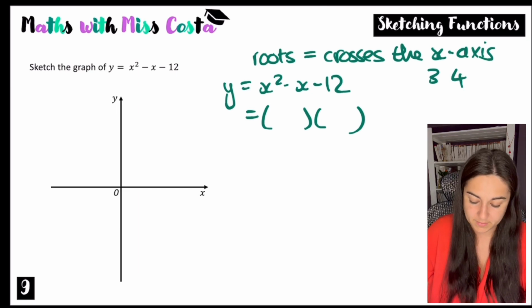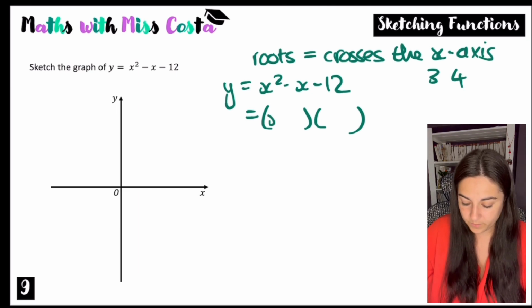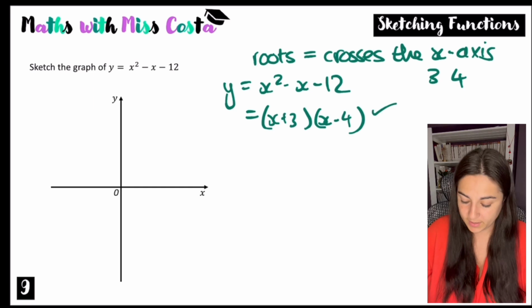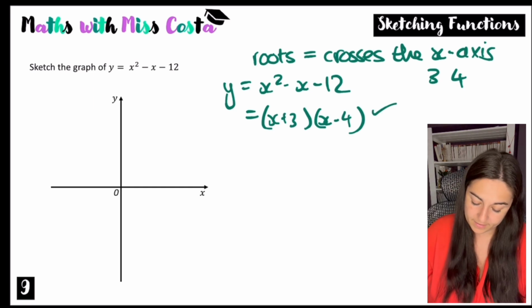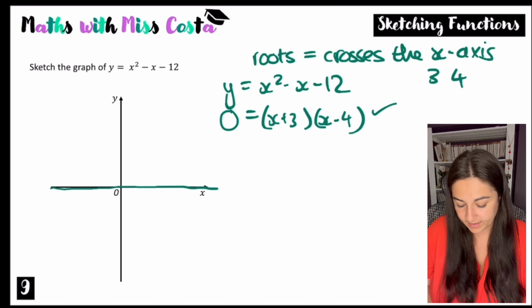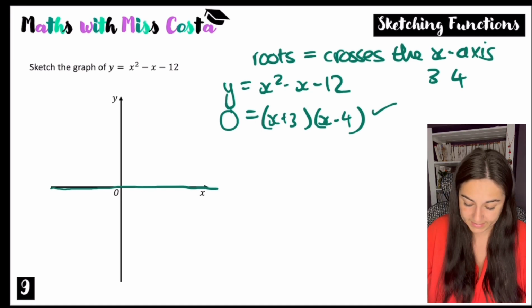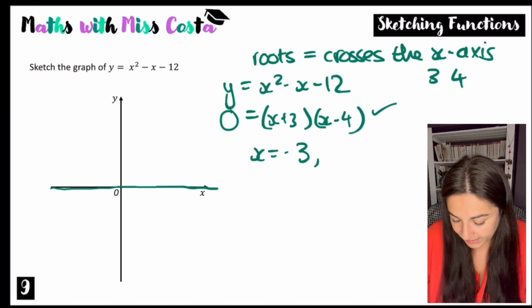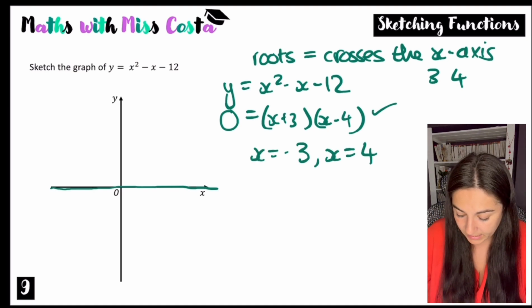How could they combine to make negative 1? Well, positive 3 take away 4 gives me negative 1, and 3 times negative 4 gives me negative 12. So that must be my factorised version. Now, just like when we're solving an equation, we make that equal to 0, because along the x-axis the y coordinate at every point will be 0. So we solve it like we did in the equation before. So x would be negative 3 and x would be 4.